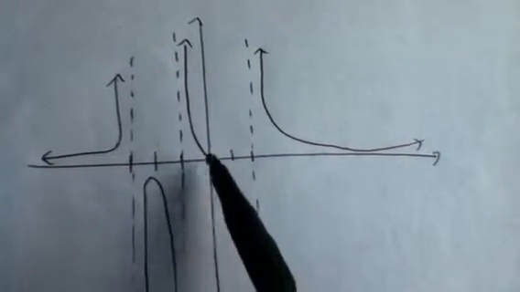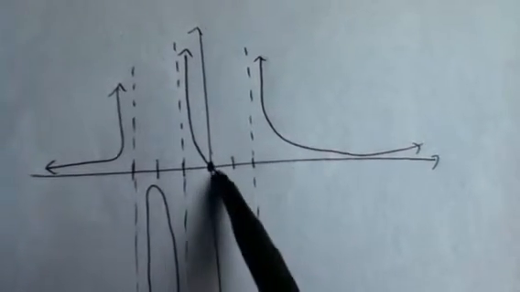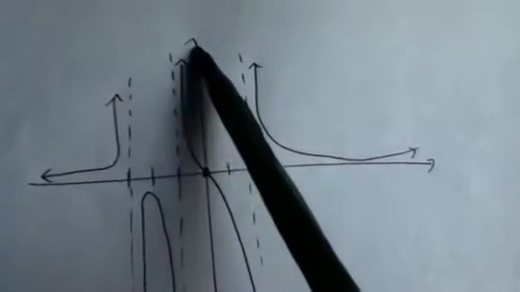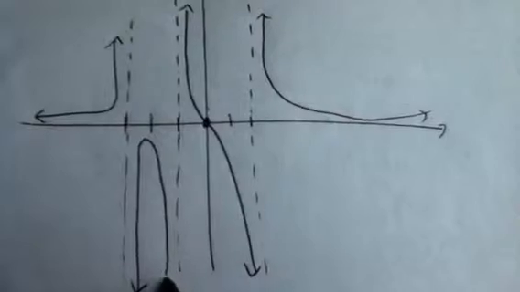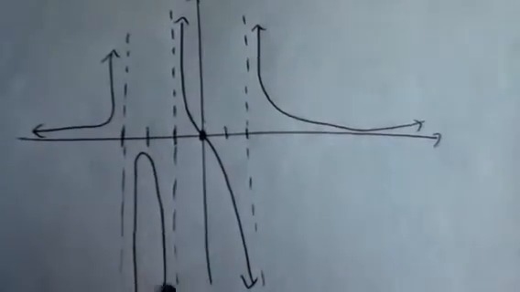And then it comes up, it sees that there's an x-intercept here, so it has to go through, follows it up. It left in the upward direction, so it comes back in the downward direction. There should be an arrow on the bottom of that.